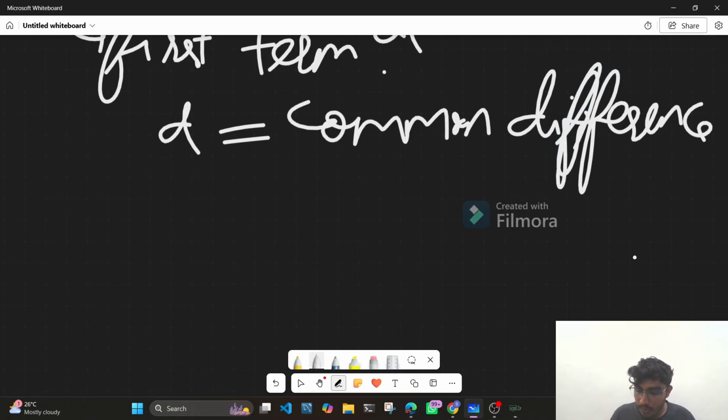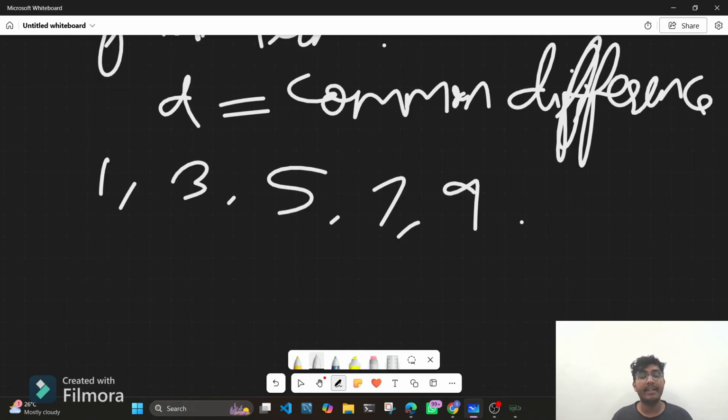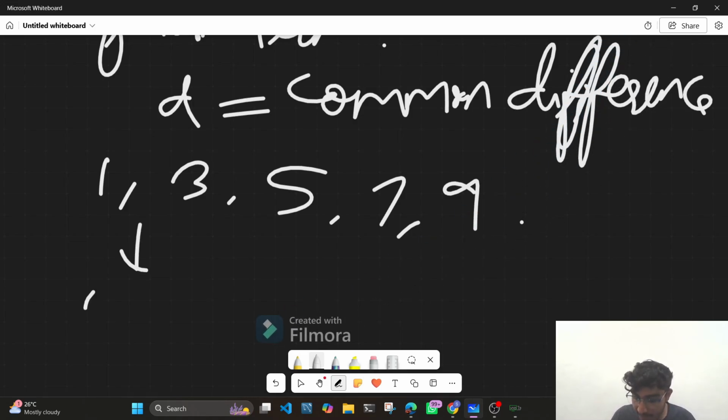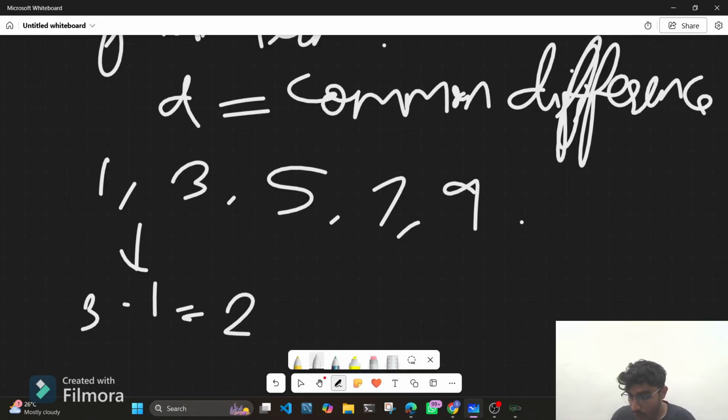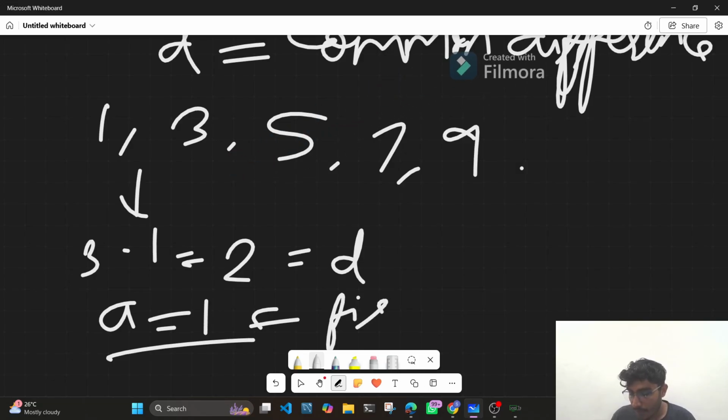So let's say that we have 1, 3, 5, 7, 9. How will we get D? We can take any two consecutive terms and subtract the previous term from the next term. Here we can say that 3 minus 1 is equal to 2. So therefore 2 is the common difference, and here A is 1, right? Because that is the first term.